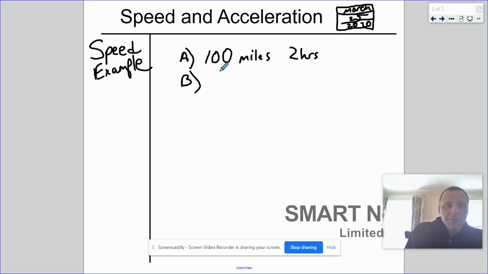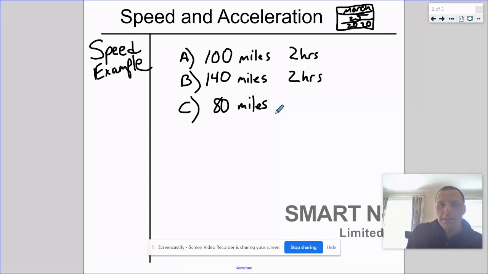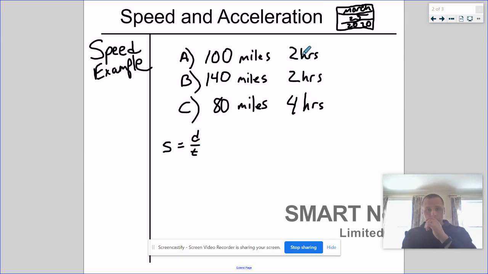In part B of the trip, the car travels 140 miles, and it does that in 2 hours. And in part C of the trip, the car travels 80 miles, and it does that in 4 hours. And just as a reminder, the equation that we're using when we calculate speed is speed equals distance divided by time. So in each individual part, we can calculate the speed for each segment of the journey.